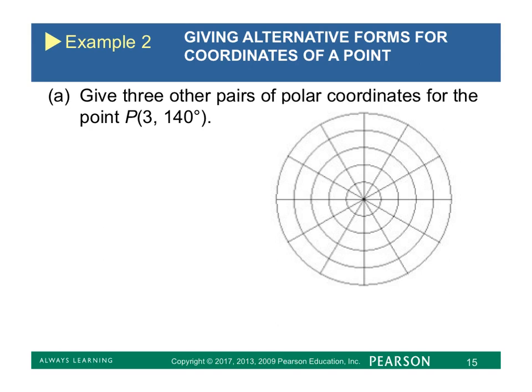Graph 3 other pairs of polar coordinates for the point 3, 140 degrees. So my polar axis, 140 degrees would be about in here, counting up 3. 1, 2, 3. So there's that point.